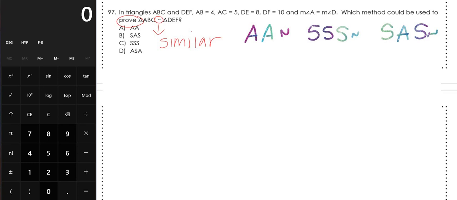Okay, so let's take a look at what these triangles look like. Let's put in the information and let's see which of these will be the appropriate proof method. Now, I don't know what these triangles really look like, but I'm just going to draw 2 random triangles with different sizes. Here's my first one. And my second one, I'll make it a little bit bigger.